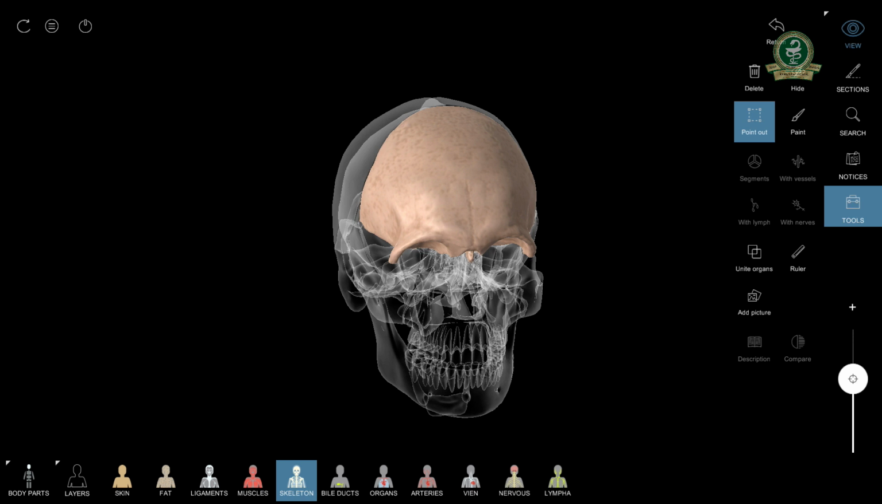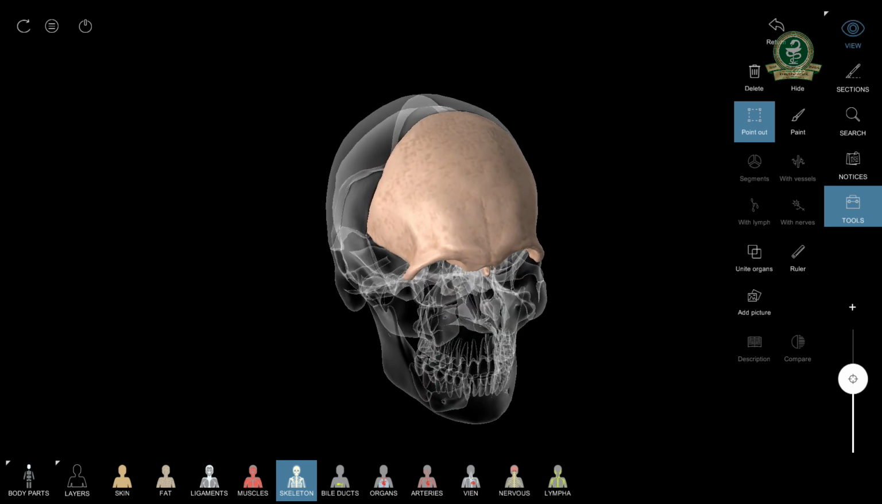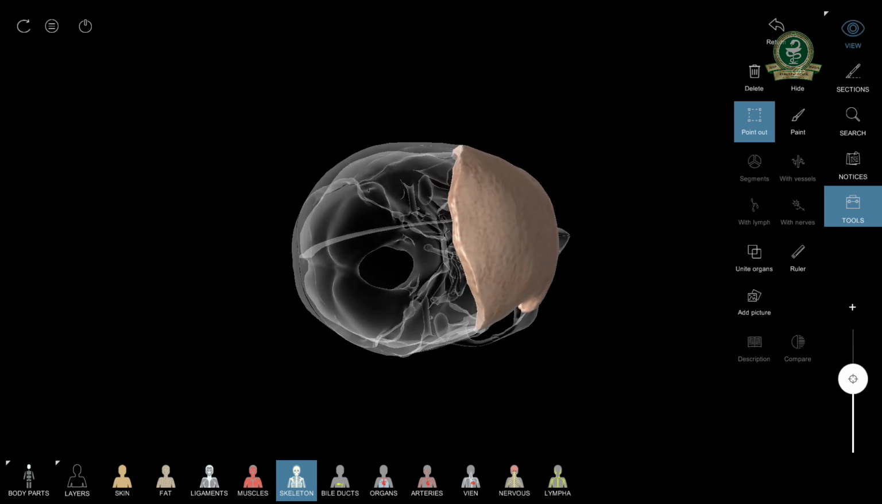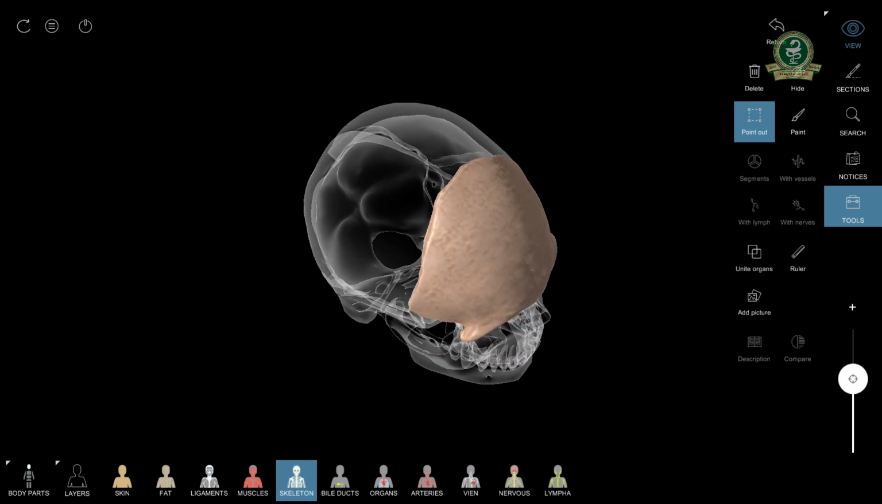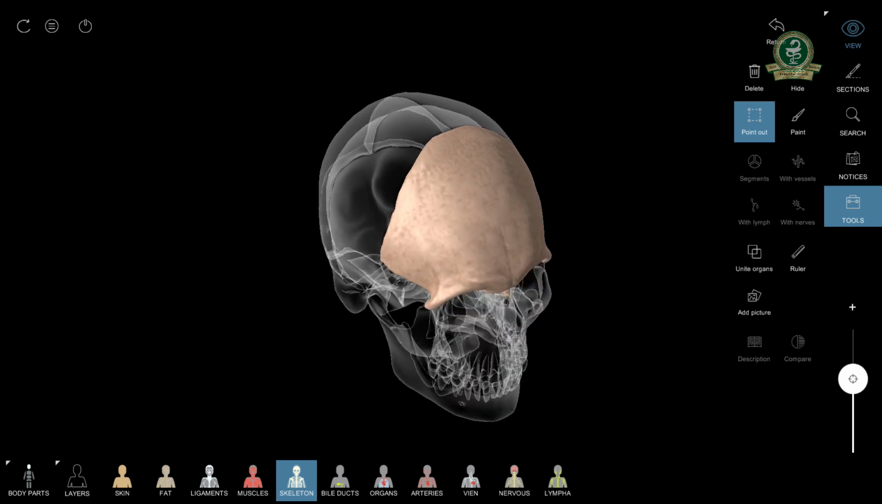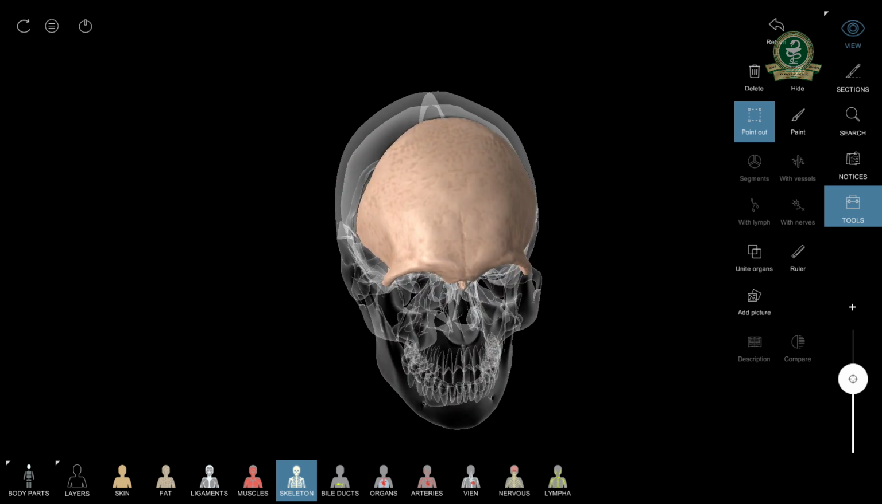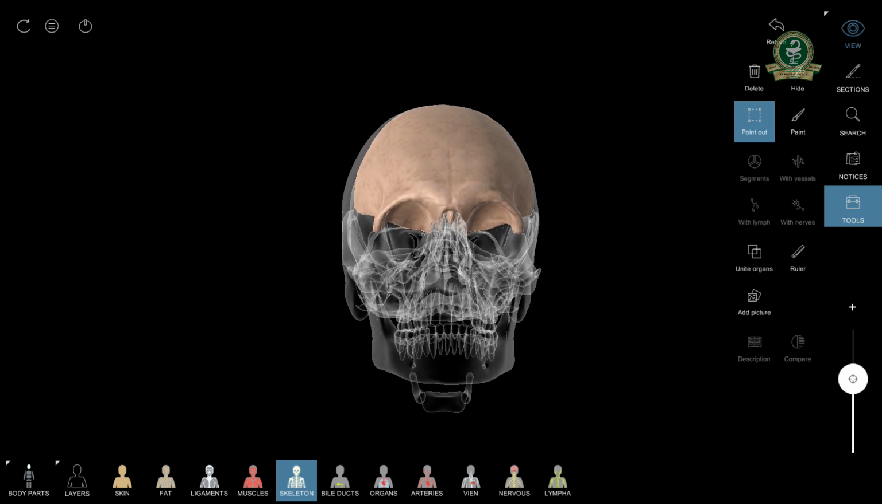It joins with the 2 parietal bones here. This joint will be called a fibrous joint, and this joint will be called the coronal suture. And the frontal bone forms the forehead, the frontal squama, this part, and the superior part of the orbits, the orbital part forming the supraorbital margins. Where are the supraorbital margins? These parts will be the supraorbital margins.